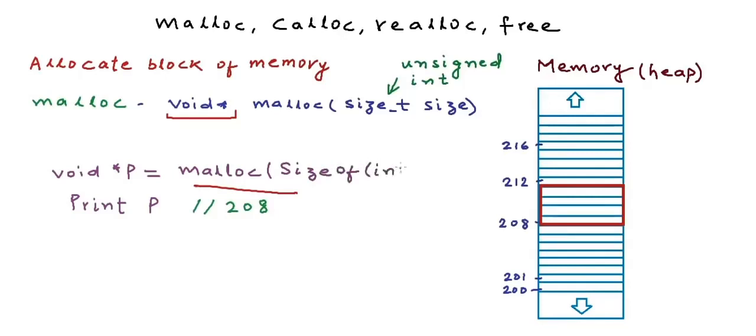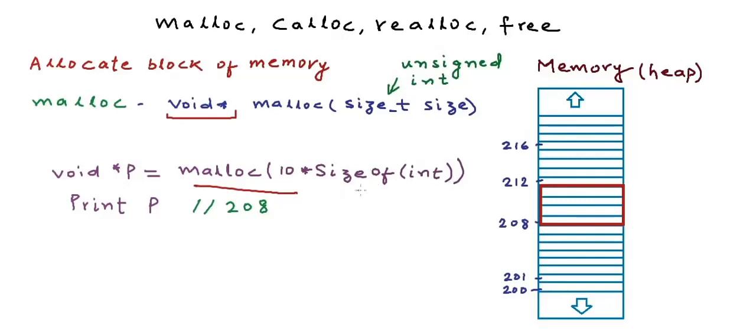So we typically use the sizeof operator, which returns the size of a variable in bytes, to figure out the size of the data type. And then we typically multiply this value returned by sizeof by the number of units that we need. So if we need memory for just one integer, this is good. If we need memory for 10 integers, we would write something like this: give me 10 into sizeof integer.